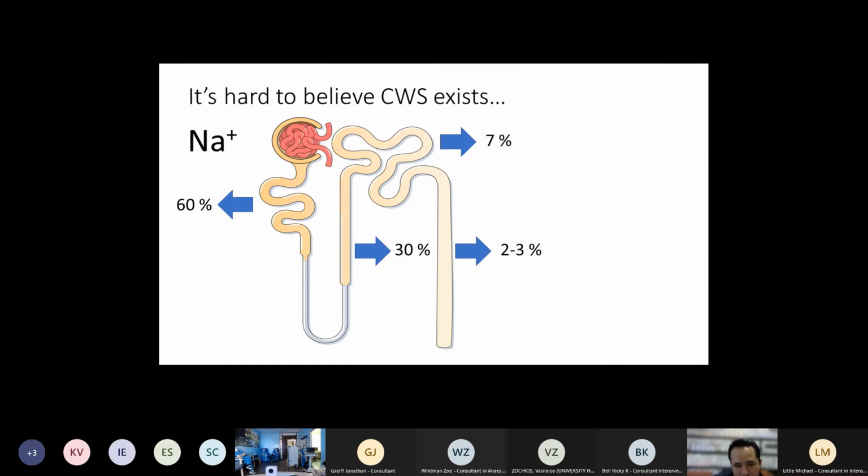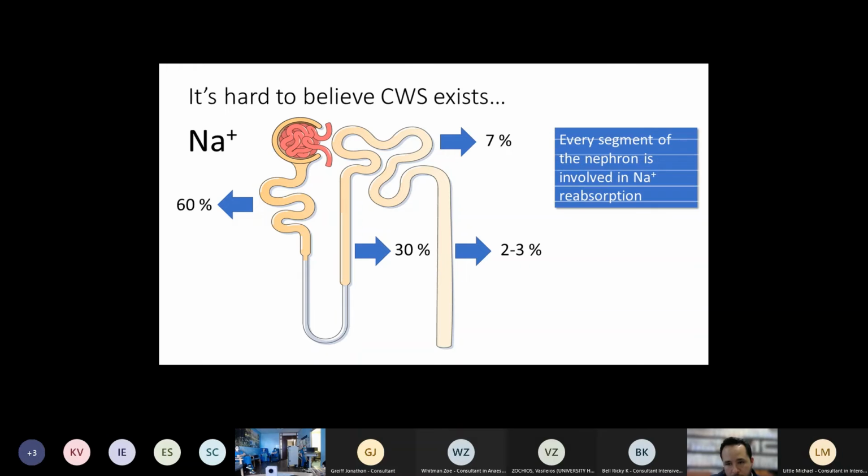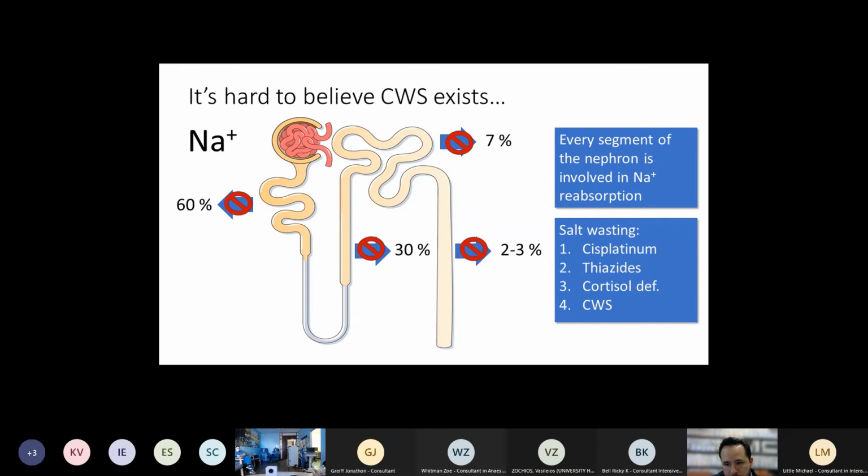Now, I think in nephrology, the issue is that we don't believe in this much because all segments of the nephron are permeable to sodium. So there are only very rare occasions where this can happen. For example, in patients who develop toxicity because of cisplatinum. In patients with cortisol deficiency, this might be exacerbated. In patients on thiazide, this might be exacerbated, but it's not very common.